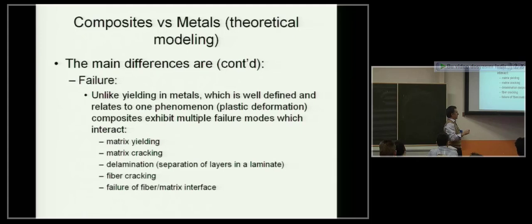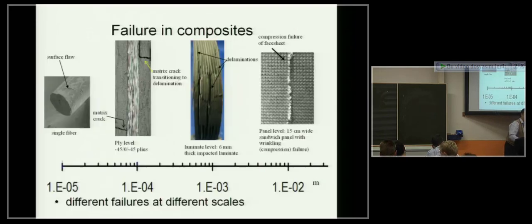We can crack or break the fibers, or we can crack or break the interface between fibers and matrix, which is completely different than the fiber and the matrix. So all these usually to some extent happen, and they interact, and it's a nightmare to find out what's going on. So composites are inherently much more complex.